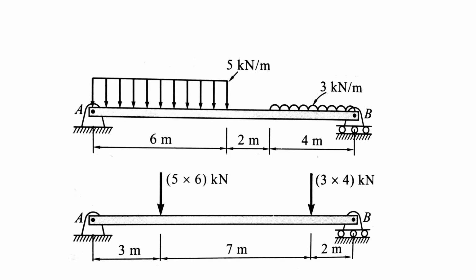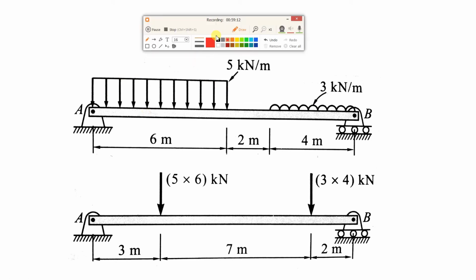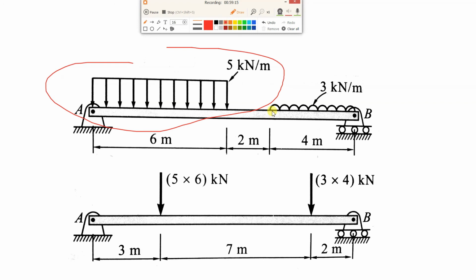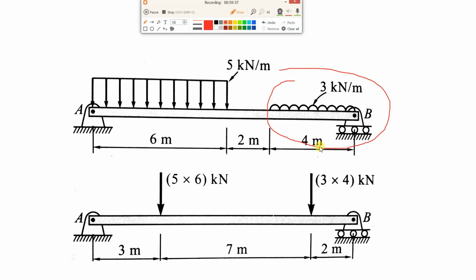Here one example is shown. Here a beam is shown A to B, and here you can see a rectangle is shown. So this part will be a uniformly distributed load. And this part is also a uniformly distributed load. So what will be the magnitude of this point load? It will be the area of this rectangle, 5 into 6. It will act at the center of this 6, so it is acting at 3 meters from point A. Same thing if you see for this UDL, what will be the magnitude of this point load?